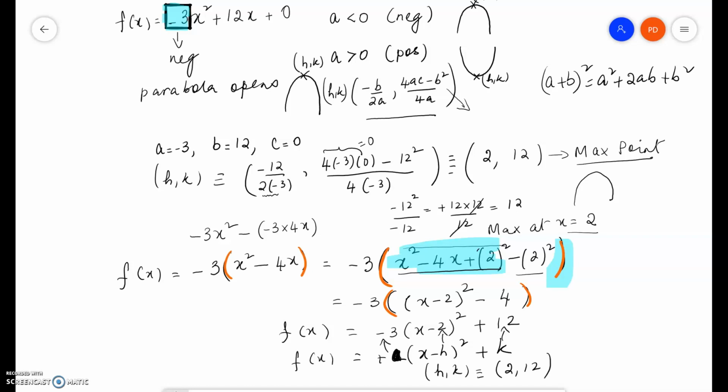So whether we use the formula or we complete squares, we get the same vertex. We know it's a maximum because this number, a, which is negative, tells us that the parabola opens downwards. So therefore, we have a maximum at x equals 2. So the maximum is at x equals 2, or the maximum point is 2, 12. This is the maximum value of the function, the y coordinate, 12.